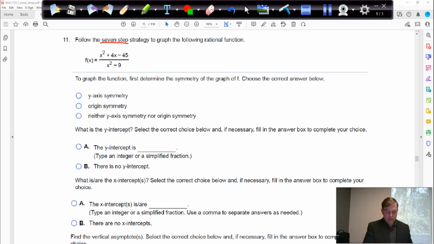So for y-axis symmetry, what you look for is if you plug in negative x, you should get the original function back out. For origin symmetry, when you plug in negative x, you should get the exact opposite of the function out. So like I took minus times the whole function. So we do this by first plugging in negative x. So everywhere I see an x, instead I'm going to put negative x.